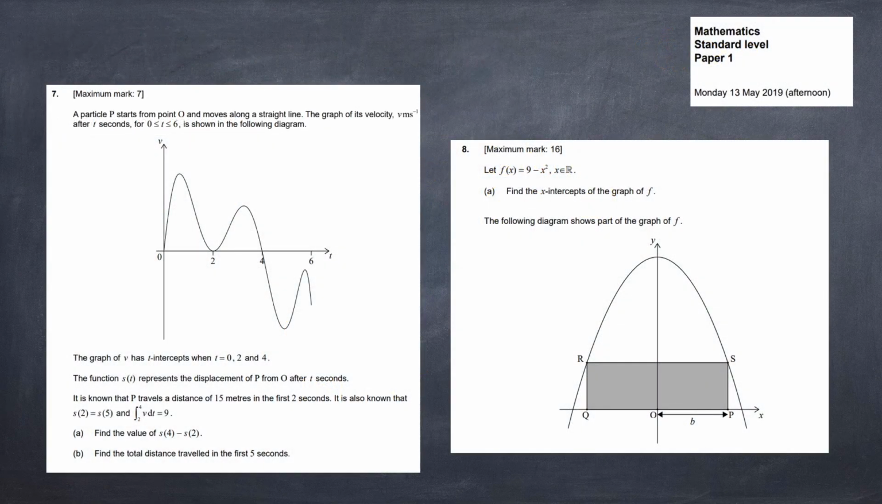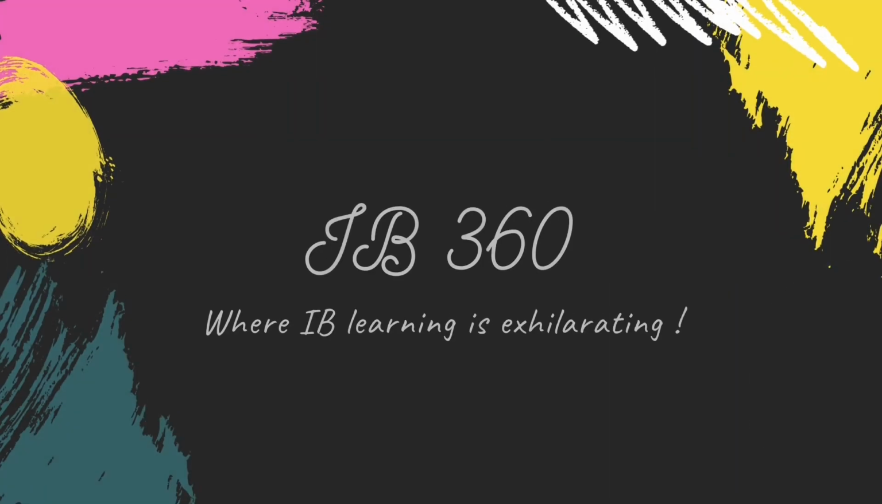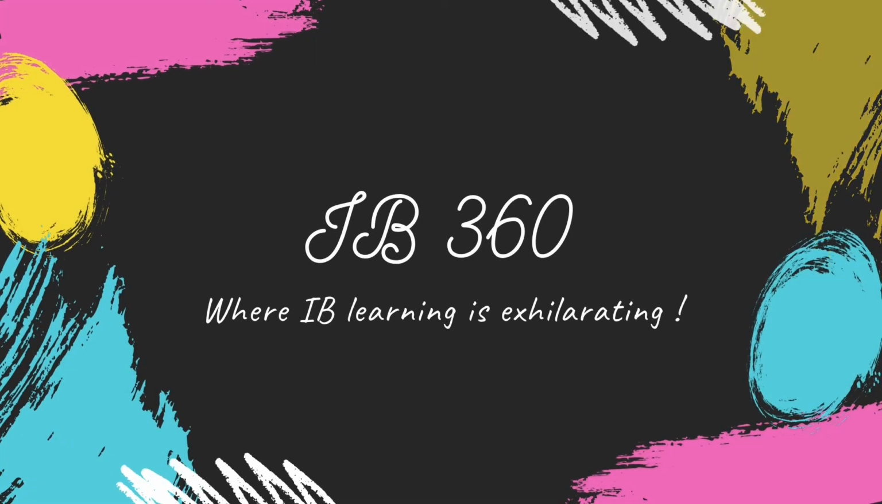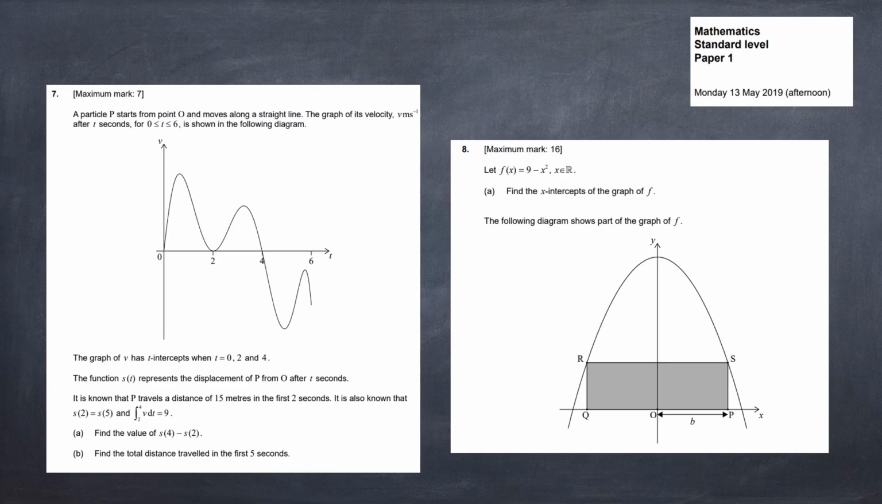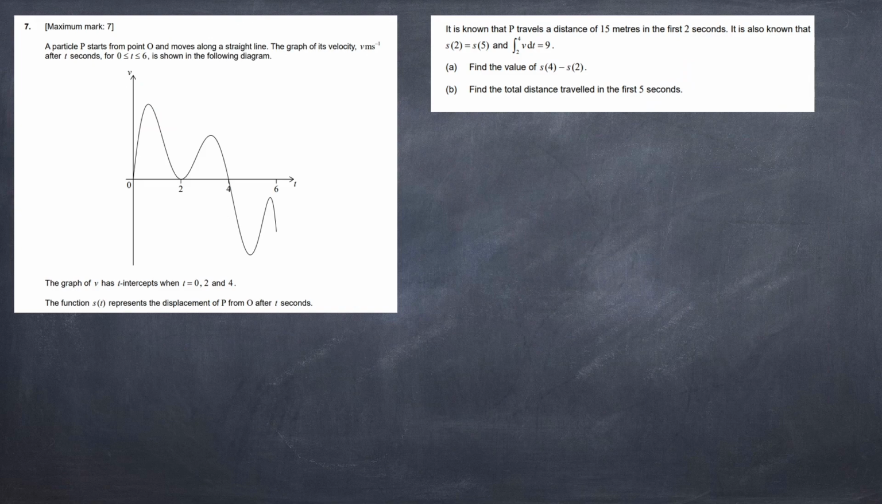In this video we are going to solve the 7th and 8th problem of Mathematics Standard Level Paper 1 TZ1. Okay, so let's start. The 7th question and the first problem is, a particle P starts from point O and moves along a straight line. The graph of its velocity v meter per second after t seconds for 0 less than equals to t less than equals to 6 is shown in the following diagram.